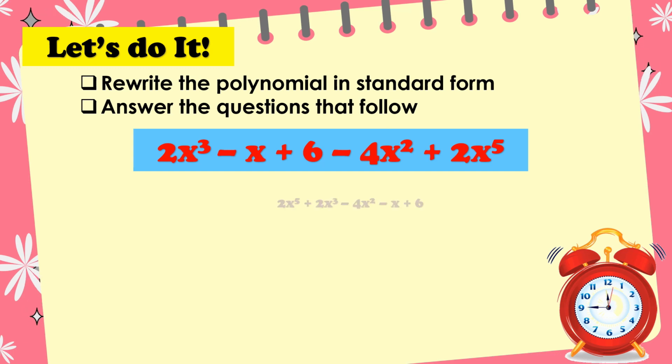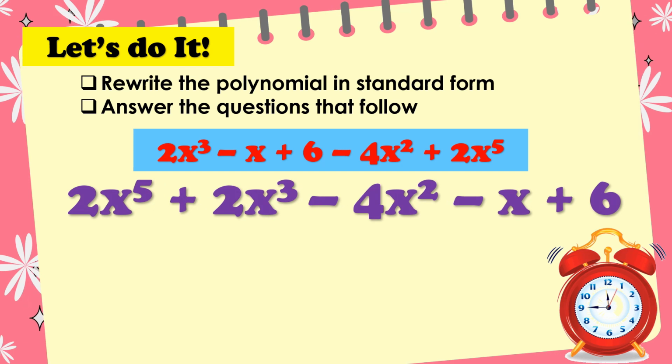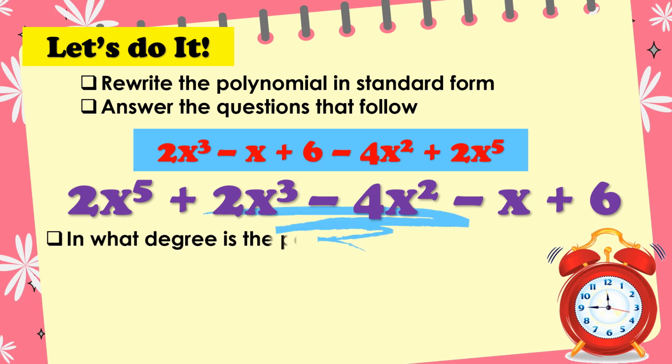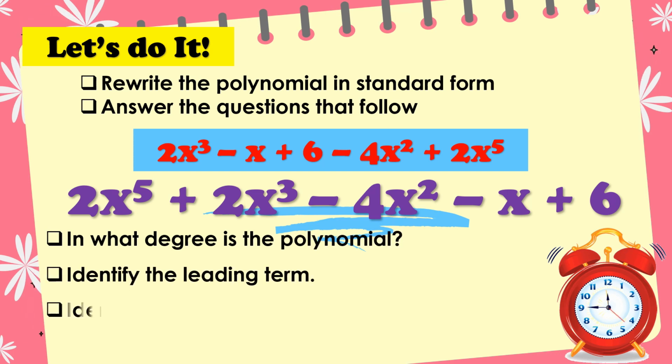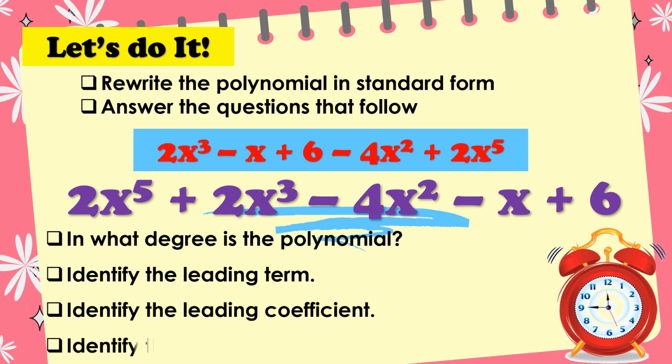Let us check your work. 2x raised to 5 plus 2x cubed minus 4x squared minus x plus 6. Kung yan ang sagot mo, then you are correct. Now, tingnan natin kung ano pa yung mga sumusunod na katanungan na dapat natin sagutan. In what degree is the polynomial? Identify the leading term, the leading coefficient, and the constant term. So, nasa anong degree ba yung polynomial natin?